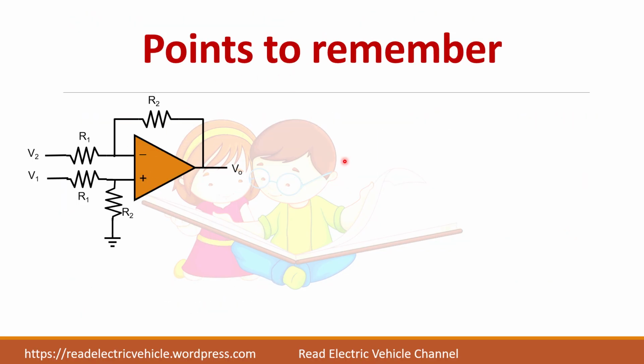So let us recall what we have seen about differential amplifier. So differential amplifier, we will give the input to both the input pins V1 and V2, and the output we will get it as R2 by R1 into (V1 minus V2). So V1 minus V2 is the difference of the two input signals, and by controlling this ratio R2 by R1, we are able to control the gain of this amplifier.